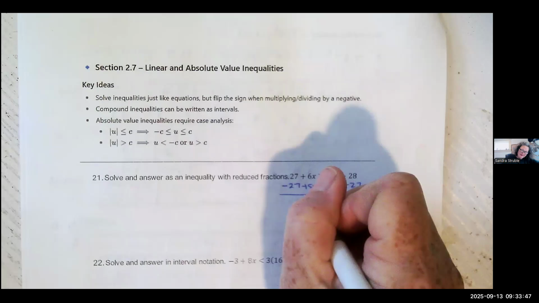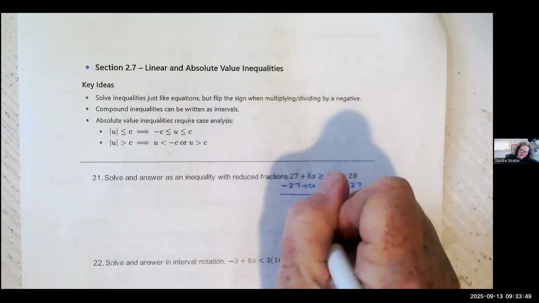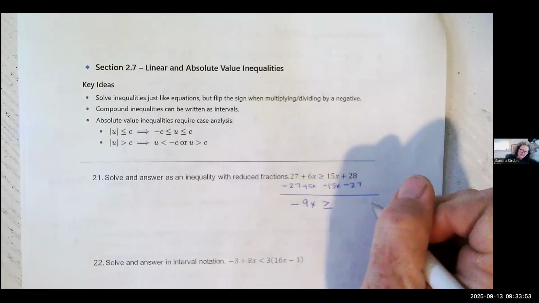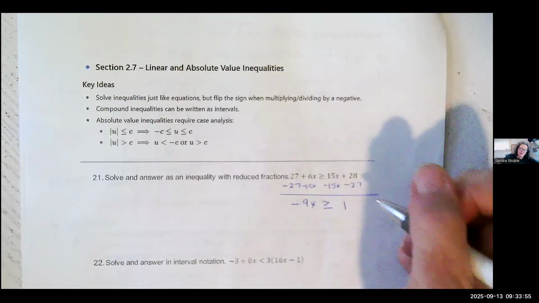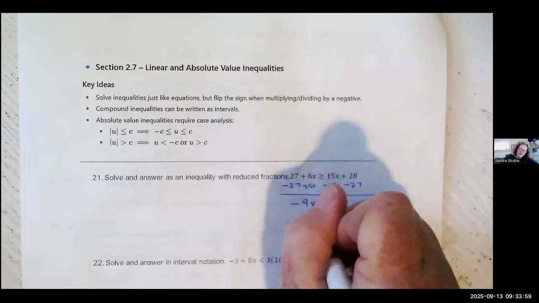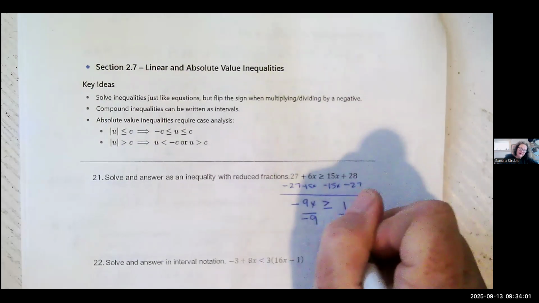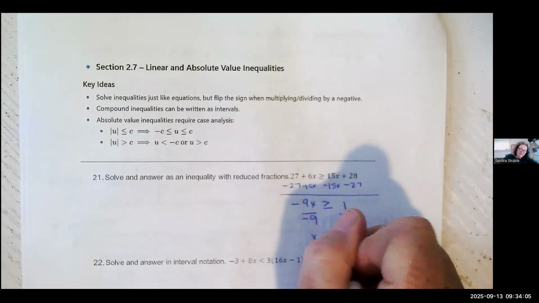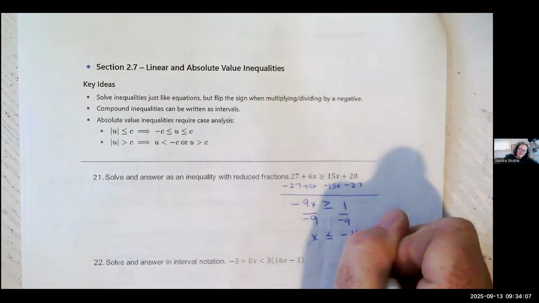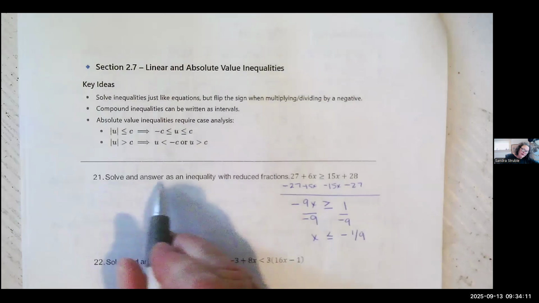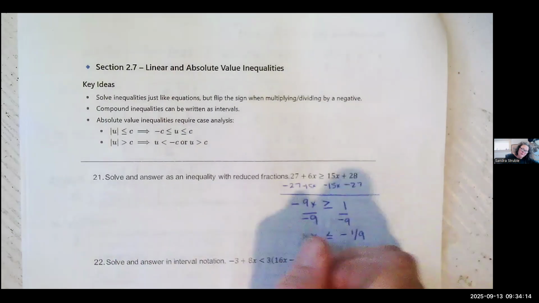This makes this negative 9x greater than or equal to 1, since 28 minus 27 is 1. Okay. Now we're dividing by a negative 9. So that means my inequality needs to flip. So solve and answer as an inequality. Well, there's my inequality.